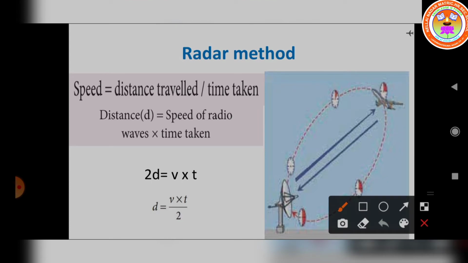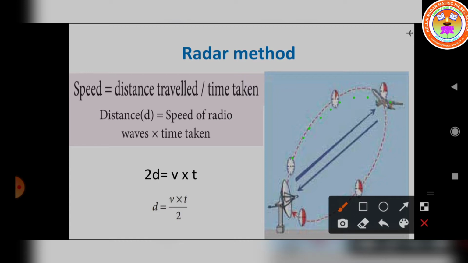What is the abbreviation for radar? Radio detection and ranging. A radar can be used to measure accurately the distance of a nearby planet such as Mars. In this method, radio waves are sent from transmitters. The radio waves are transmitted from the transmitting antenna. After reflection from the planet, the radio waves come back to the earth station. The reflected waves are detected by the receiver.